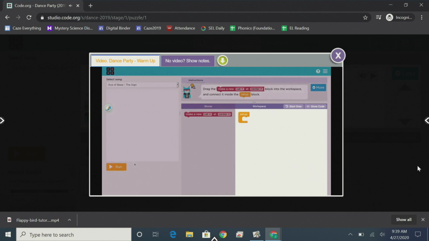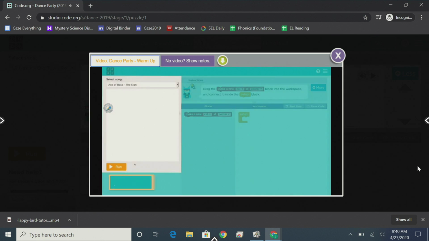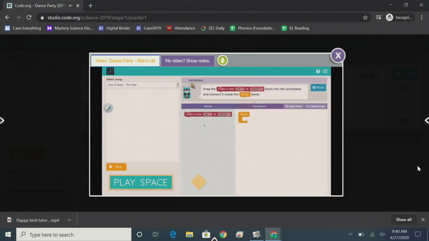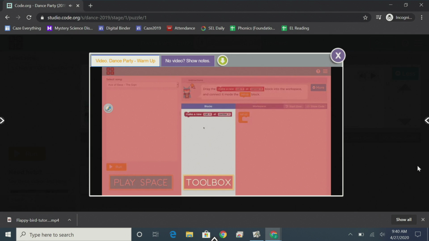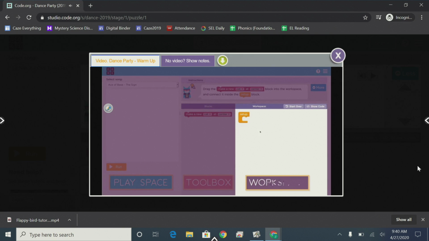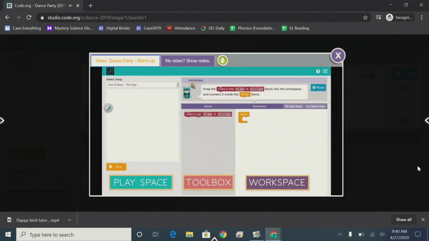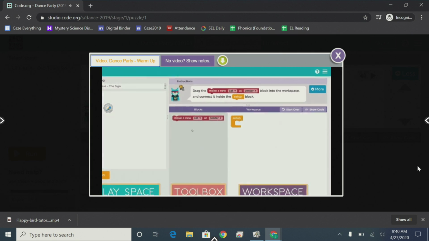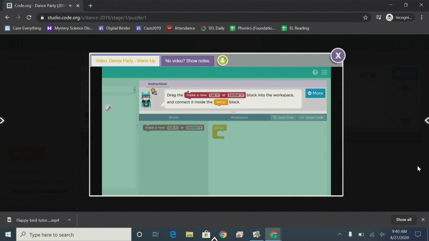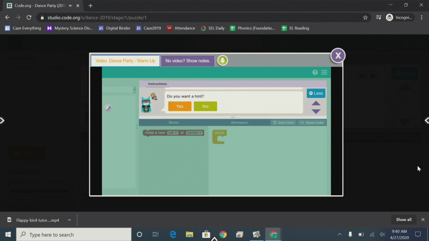You'll see that your screen is split into 3 main parts. On the left is a play space. This is where your dancers will show up. The middle area is the toolbox. New blocks of code will be available in this space as you go through the lessons. The space to the right is the workspace. You can drag blocks out of the toolbox and into the workspace to build your program. The instructions for each level will be up here at the top of the screen. If you need a hint, just click the light bulb.